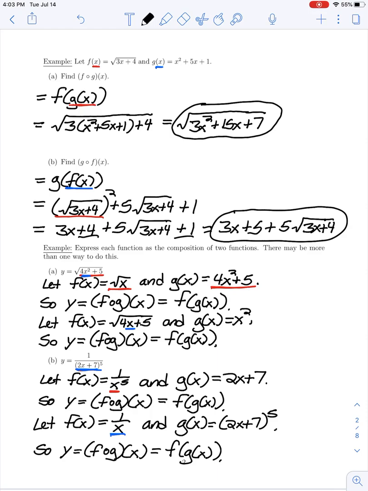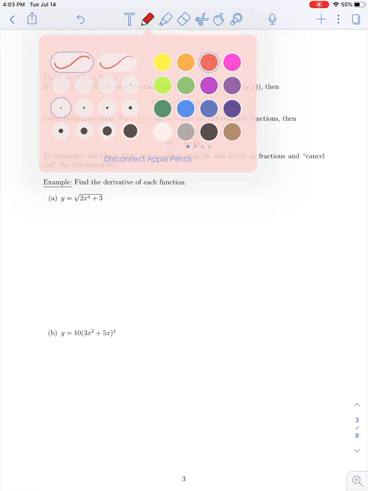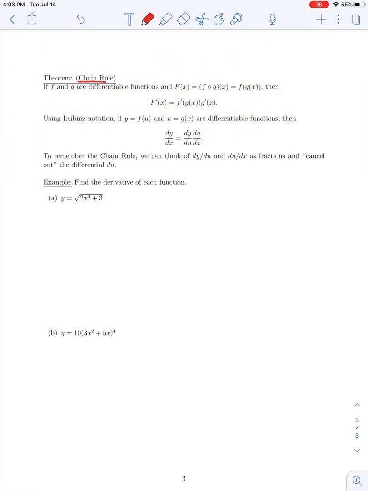So here we're reviewing a little bit on composite functions. And in this next part of our section, we will consider the problem of differentiating a composite function. Now, to differentiate a composite function, we make use of a result called the chain rule.